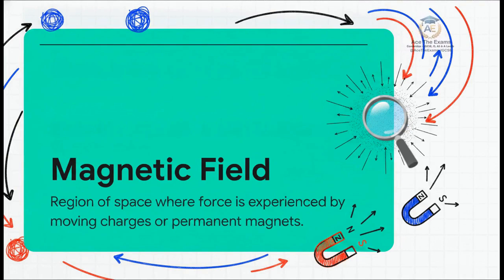Look at the definition on screen. A magnetic field is specifically a region of space where a force is experienced either by moving charges or by permanent magnets. Notice the precision? Moving charges, permanent magnets. It's an invisible arena where magnetic forces are active. If you memorize this exact phrasing, that is a guaranteed mark in the bank. No fluff, just pure examiner-approved precision.